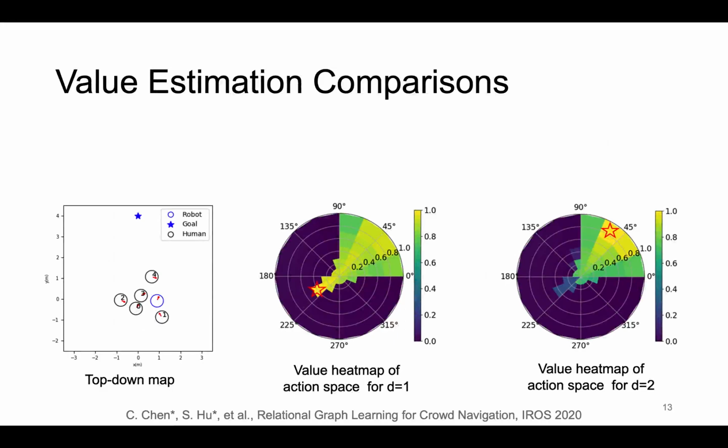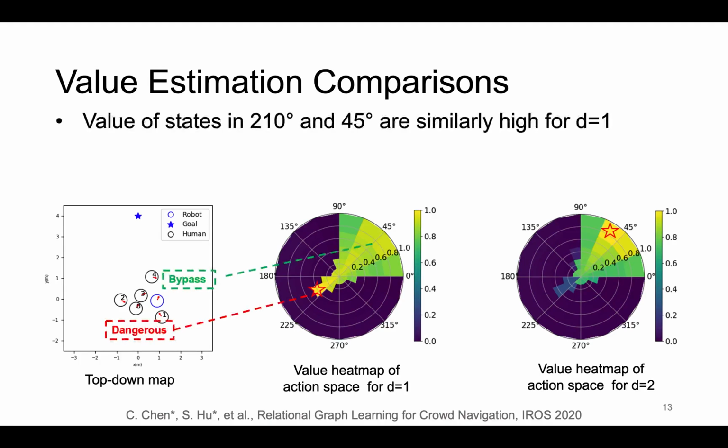To better understand the benefit of look-ahead with motion prediction, we demonstrate one scenario here by showing the value heat maps of the look-ahead model with depth 1 and depth 2. The left figure is the top-down map of the robot and humans, where the star indicates the goal position, and on the right side, the value function for the robot action space is visualized in polar plots, indicating high-probability movement directions and speeds with more saturated yellow, and stars indicate the actions of highest probabilities.